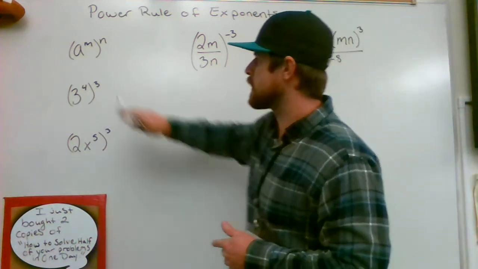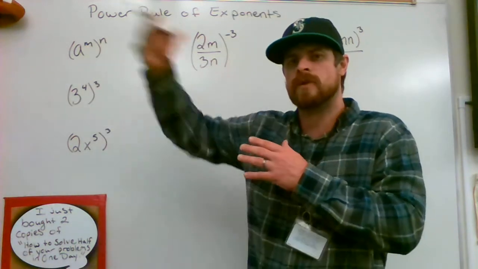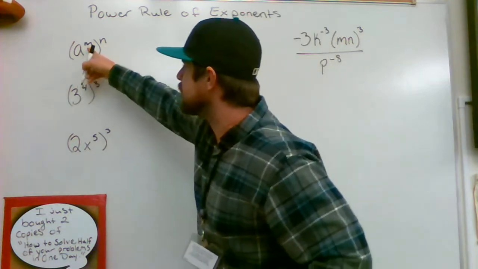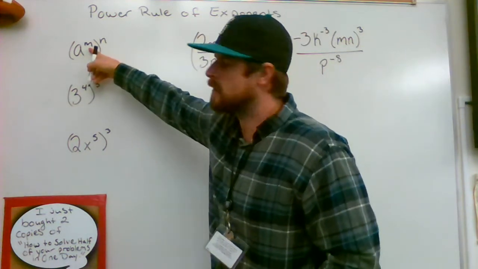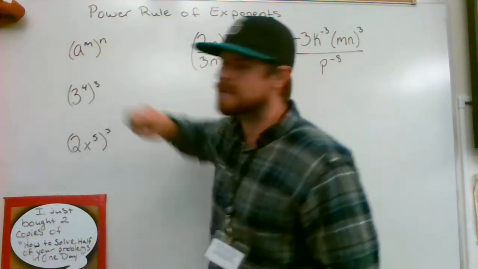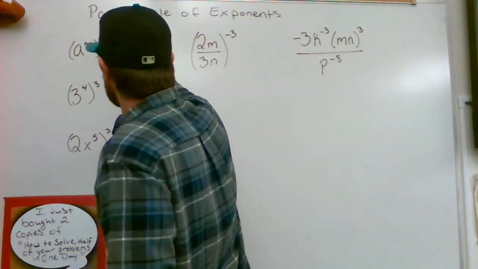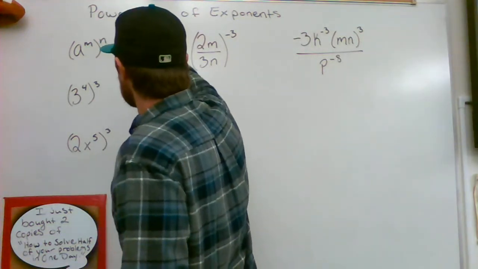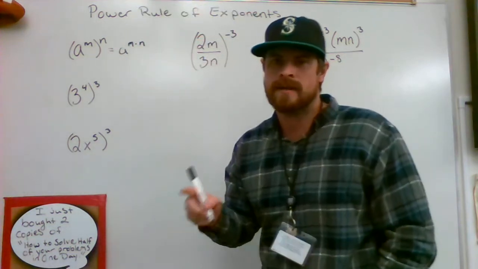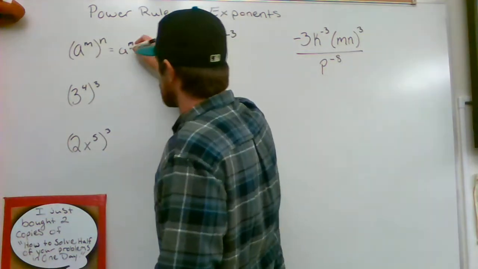So first and foremost, what is the power rule? Power rule means you have a power over another power, so one exponent on top of another. So here I have a to the m power all to the power of n. So I have two exponents, one on top of another. Now the rule is as simple as this. This is going to come out to a to the m times n. You multiply the exponents. So you just take m times n and you get your result.